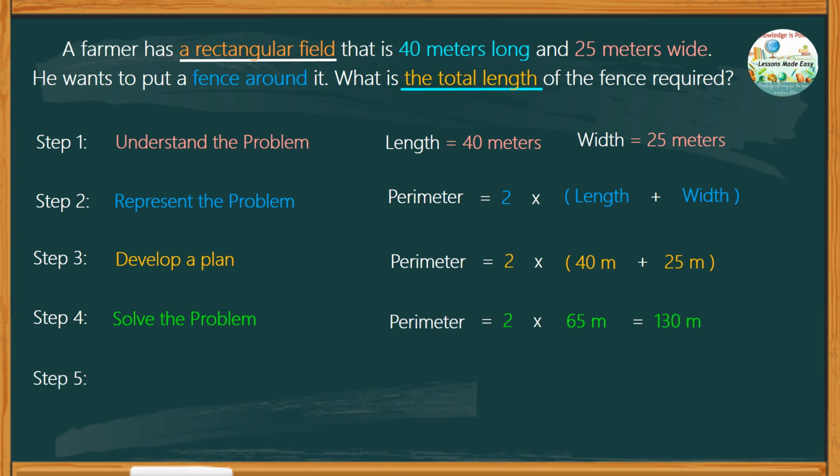Step 5 is to verify the solution. This is where we double-check the formula and calculations. Let's see. 40 plus 25 is 65. This is correct. 2 times 65 is 130. Therefore, our calculations are correct. The unit meter is also consistent with the question.